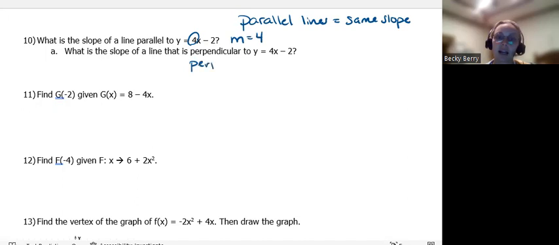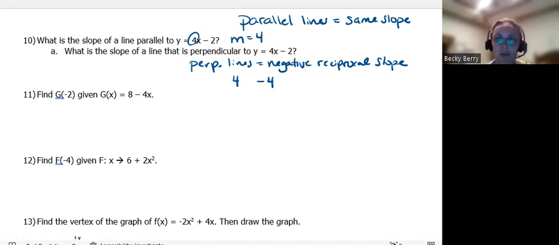Now, perpendicular lines have a negative reciprocal slope. So that means I take 4 and I make it negative, and then I make it the reciprocal, which means I flip the fraction, or whatever would multiply by this to give me 1. That's the actual definition of a reciprocal. But if I think about flipping the fraction, I could think of negative 4 being over 1. So if I flip it, it's 1 over 4.